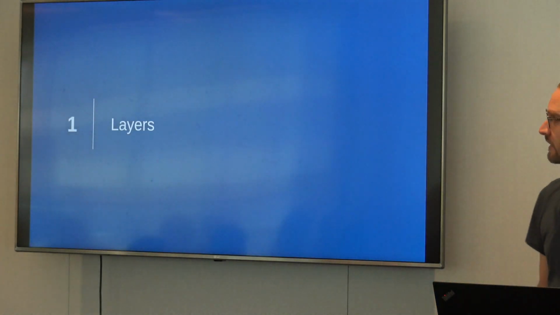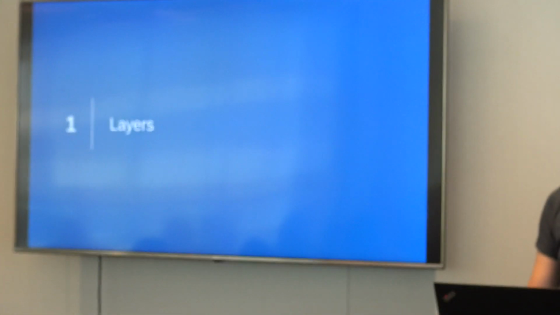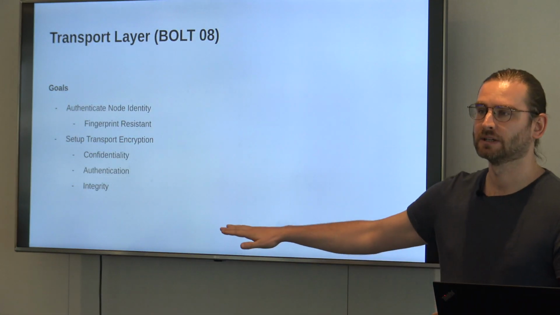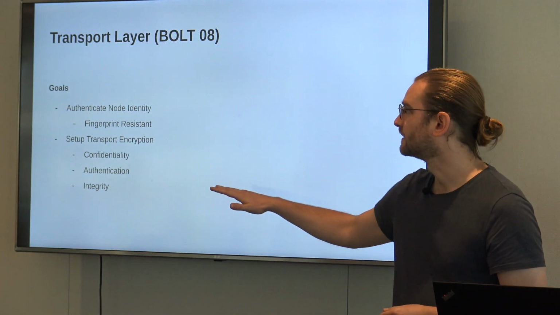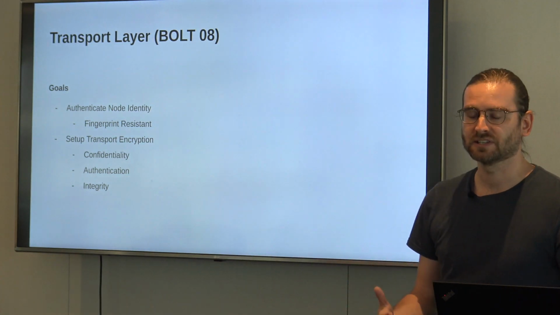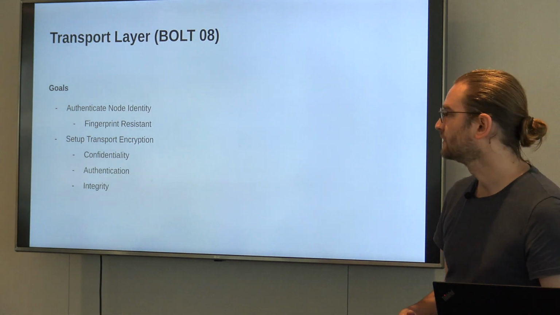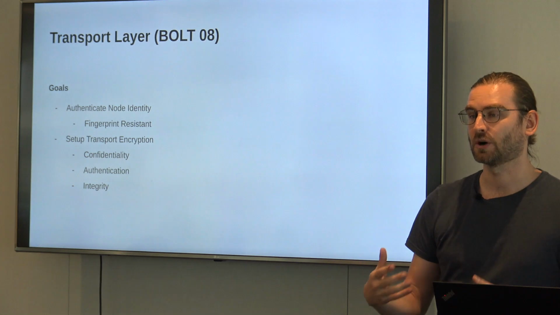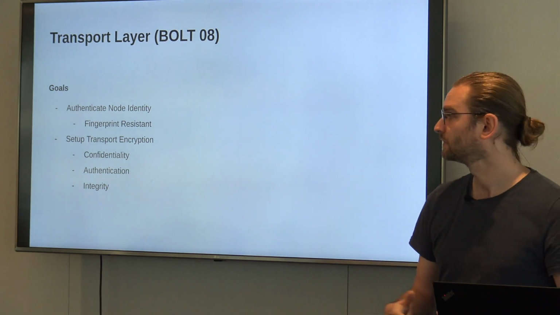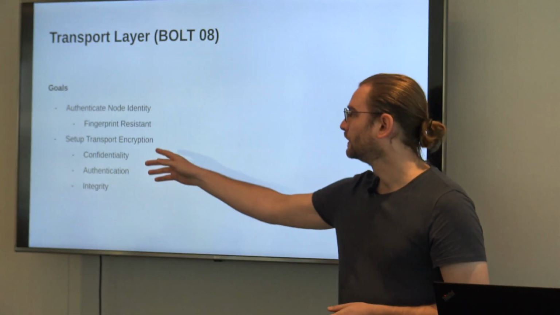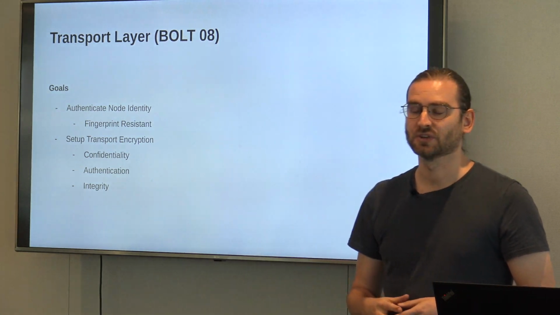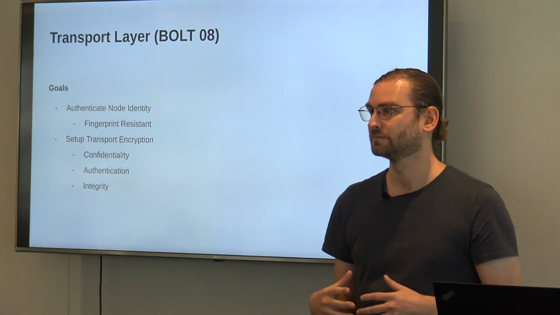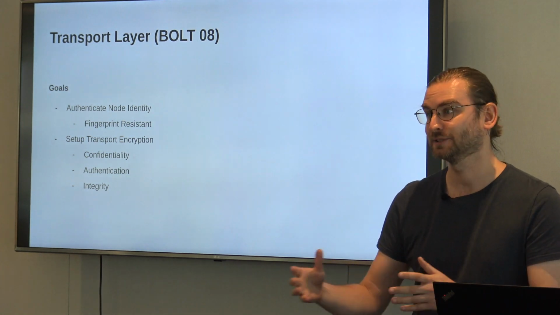Okay. So let's start with the actual layers. As I mentioned, the bottommost layer is the transport layer. And our goals here, while creating the specification, were basically to authenticate the node identity, so we're actually talking to the node we are expecting to talk to. We want to be fingerprint resistant. So if I contact a node in the network without knowing its ID, it should be hard for me to guess who it is.